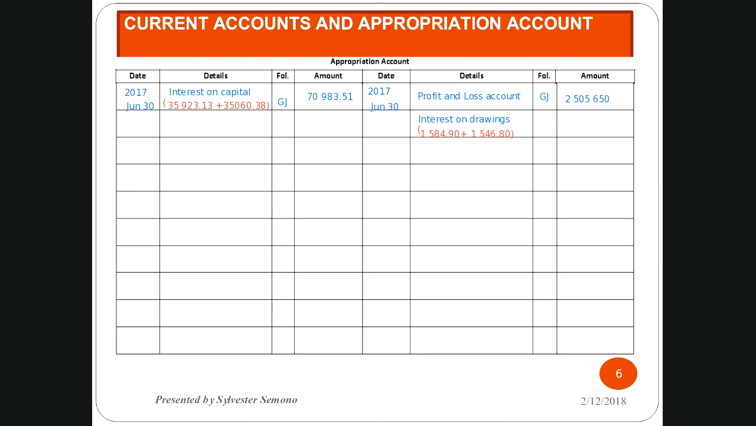Let me quickly add 1584 plus 1546. We get something like 3131.7. Okay. Now we gave interest on the account. Be careful here because the other interest was a debit and the other interest was a credit. We need to sort of set off the amounts.